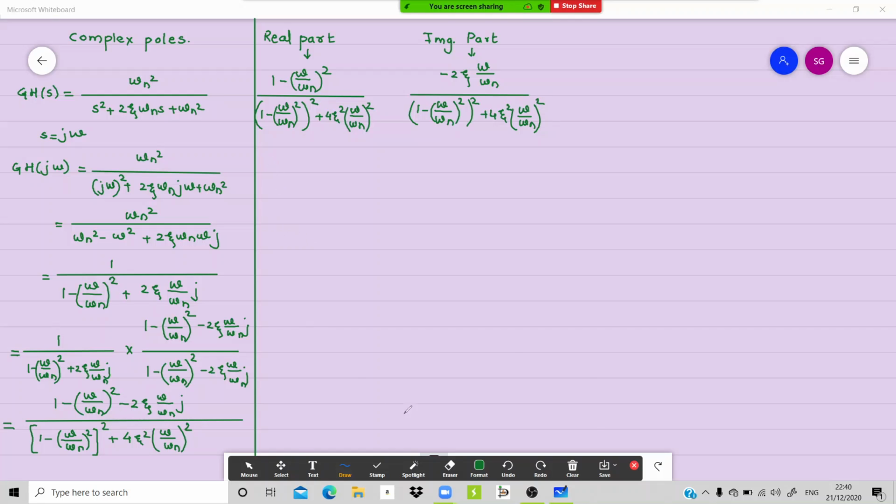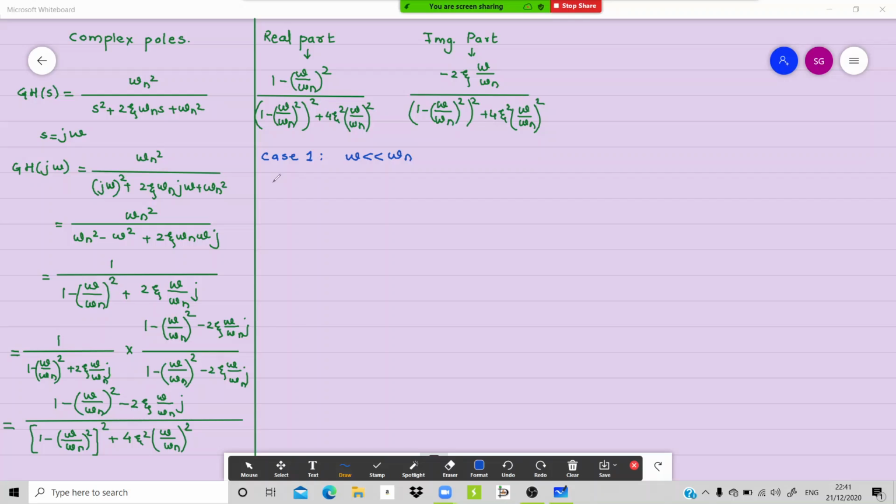Right? So we'll go for the three cases. Case number 1, I'll say, where we are saying that omega is very less compared with omega n, and we'll see what is the condition. So when this omega is very less, this will be 0, this will be 0, this will be tending to 0 rather, right? So 1 upon 1 plus 0, so it is going to be 1.